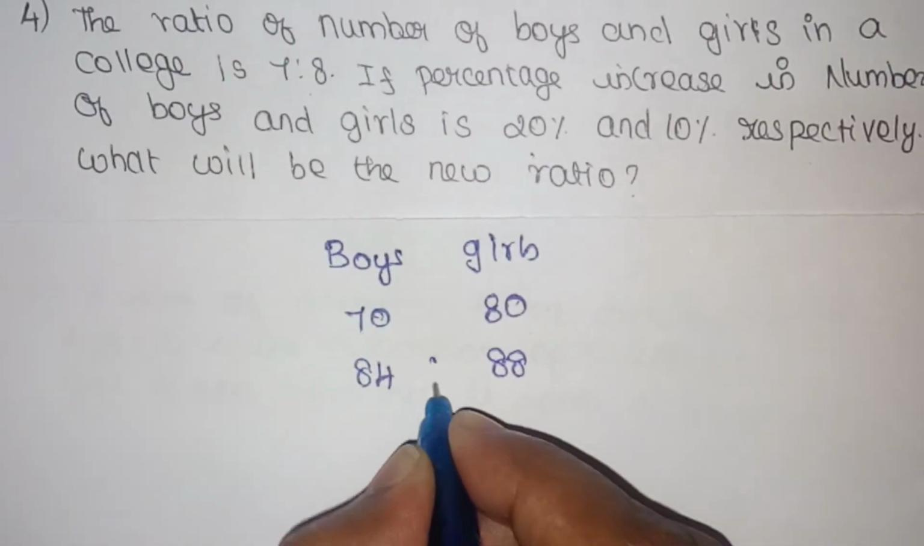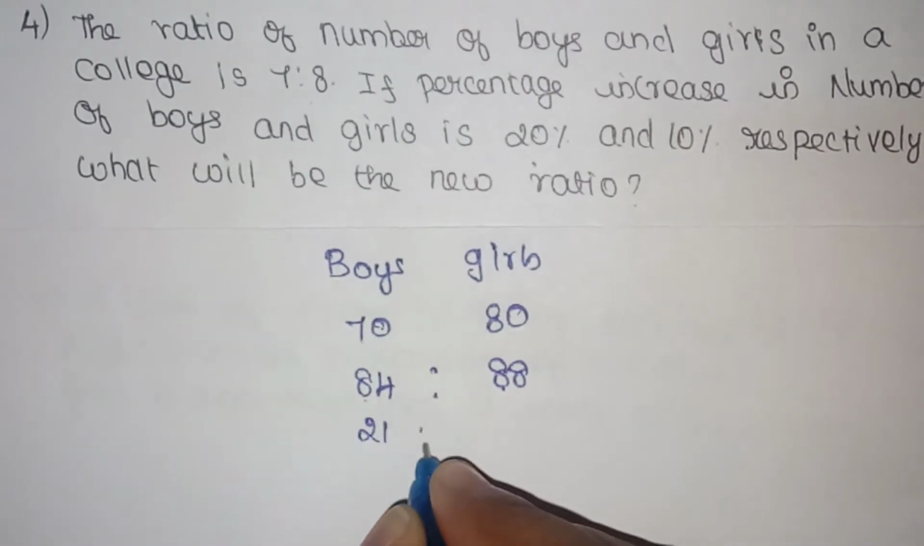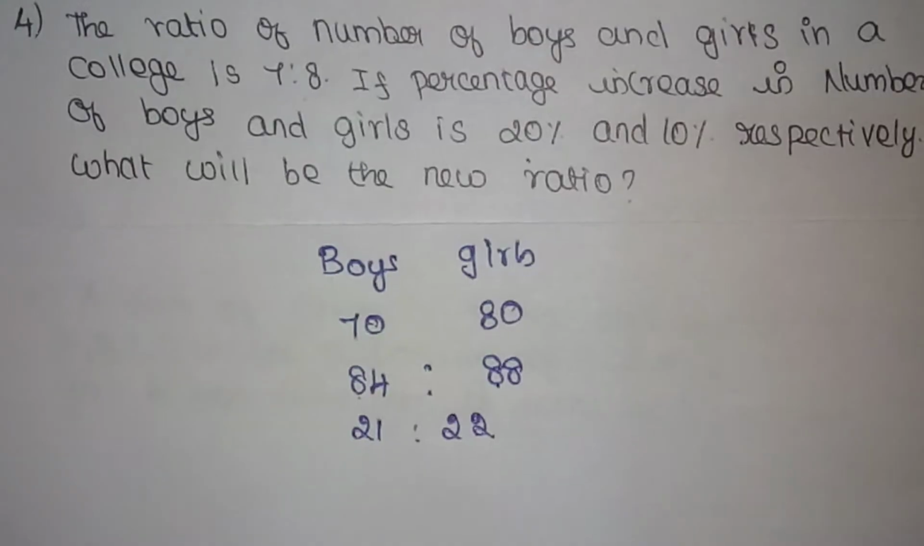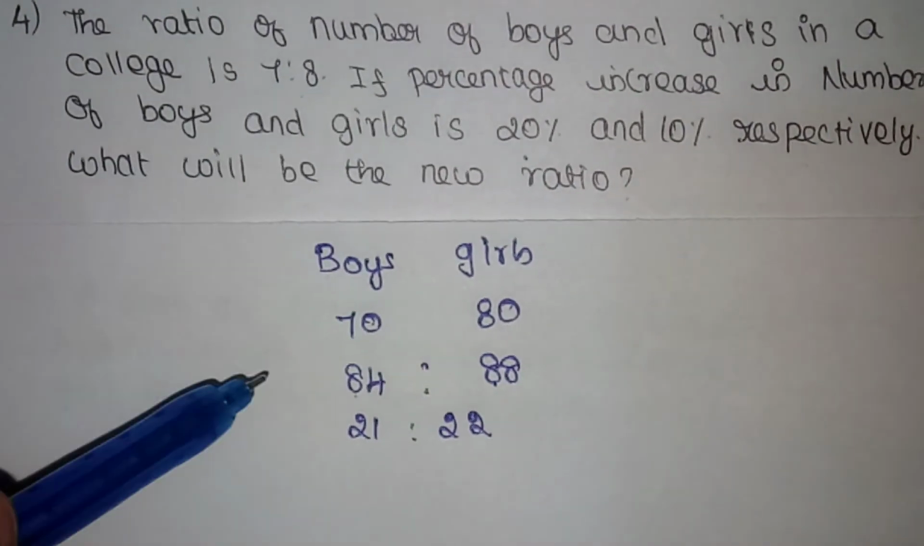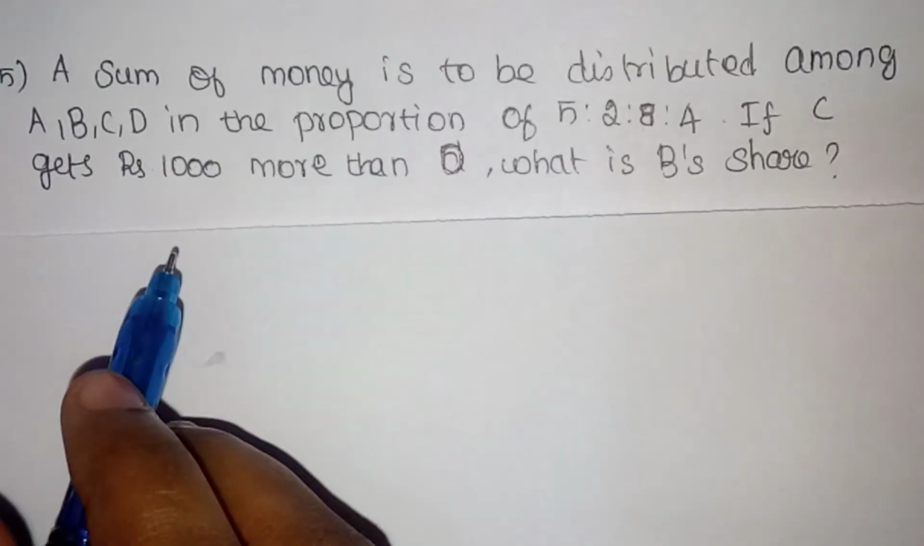Now my new ratio will be 84:88. If I divide both by 4, I'll get 21:22. So the new ratio after increasing by 20% and 10% will be 21:22. Let us see the last problem. It is a very easy and simple problem.